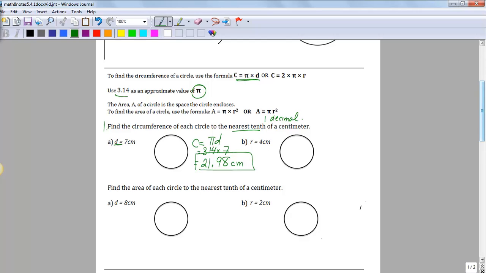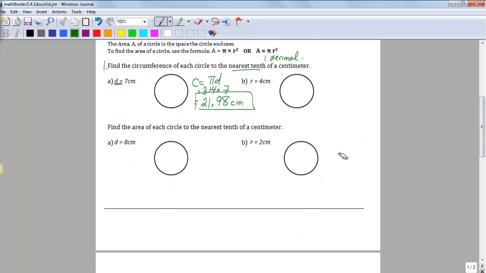After you're done B, let's see if we can find the area. Remember that area equals pi r squared. You only have one formula to choose here. You can't use the diameter, it's always the radius. So 3.14. In this case I'm given the diameter, so remember that radius is half. The radius is actually 4 centimeters, so I'm going to say times 4 squared.